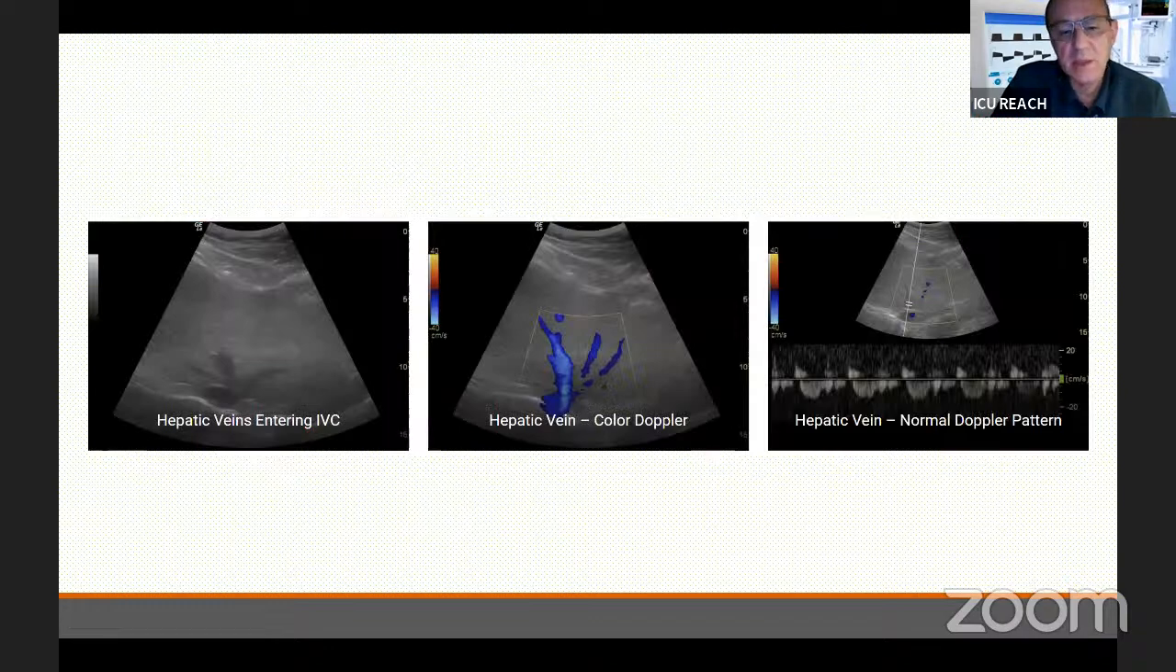Give you some examples here. This is the normal hepatic vein Doppler. You can see the A wave, the S wave here. This is the A wave. This is the S wave, and this is the D wave. You can see the S is bigger or higher than the D wave.